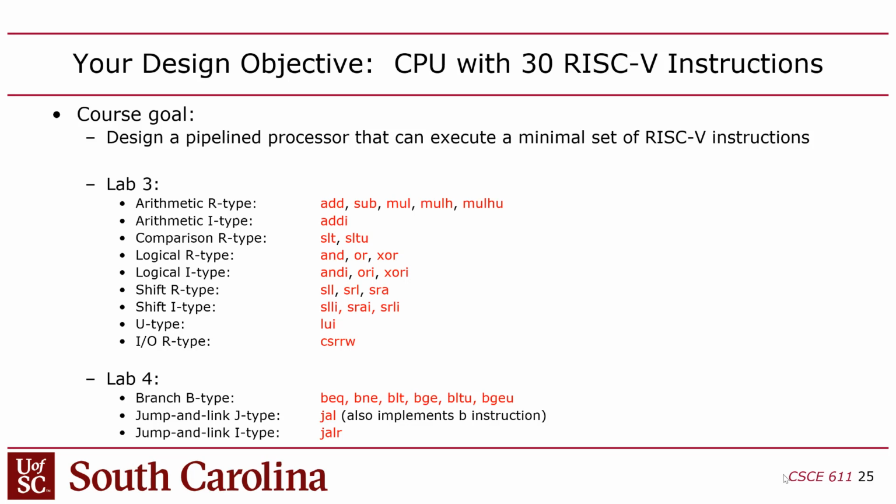We've got to design a CPU that will do a minimal set of RISC-V instructions. We've picked out 30, I guess, yeah, 30 instructions. The RISC-V instruction set has more than 30 instructions, but these are enough to get the job done. And it's usually pretty easy to add more instructions if you want.